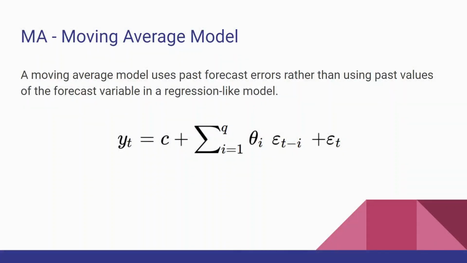Next is MA, which is the moving average model. A moving average model uses past forecast errors rather than using past values of the forecast variable in a regression-like model. The equation for MA is y t is equal to c plus summation of i equal to 1 to q theta i epsilon t minus i plus epsilon t. We covered MA in a past video.